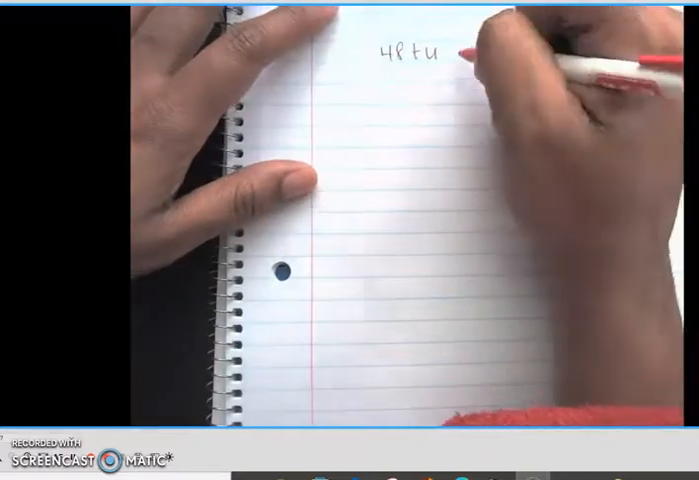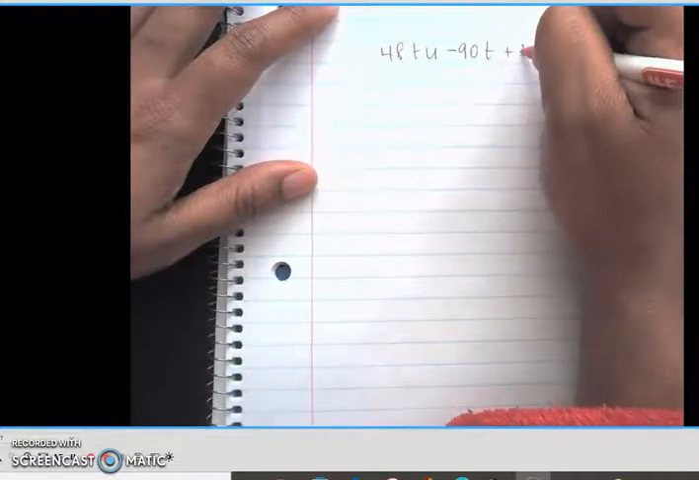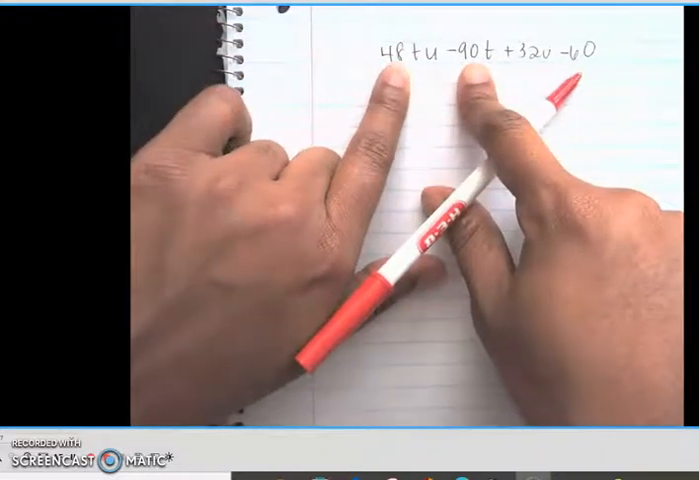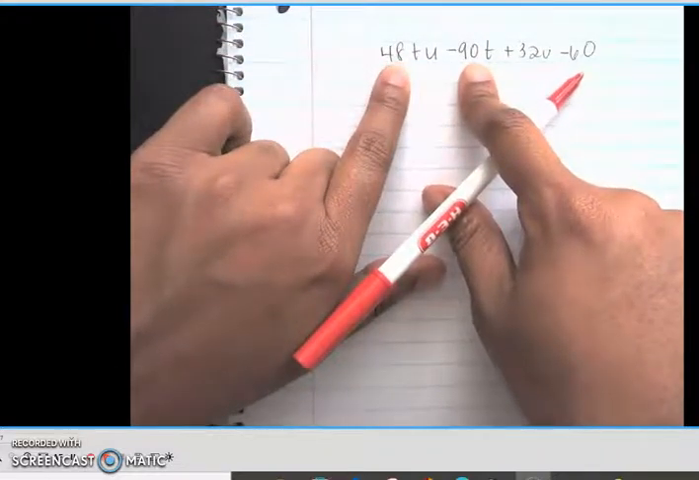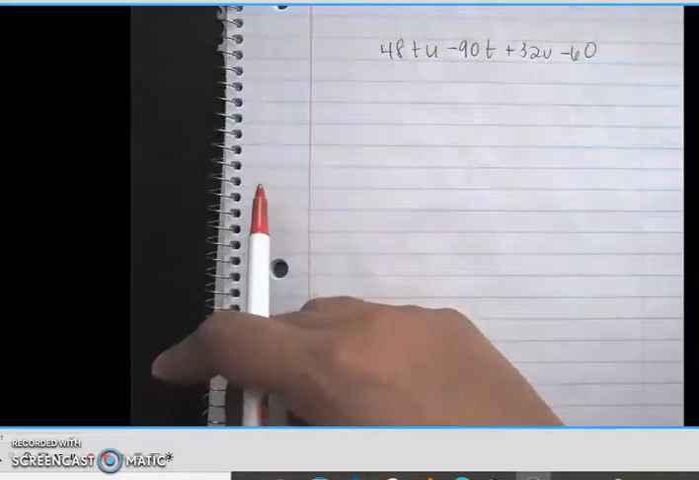What if they give me something like 48tu minus 90t plus 32u minus 60. All right, so got to think about what number is the greatest factor of 48 and 90. I really do think it is 4, maybe higher.